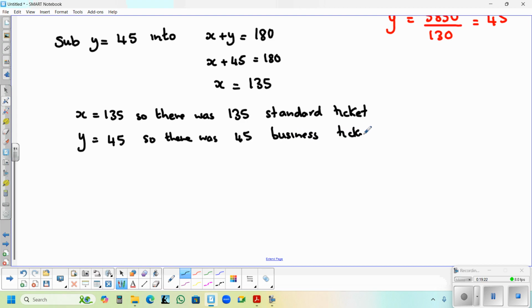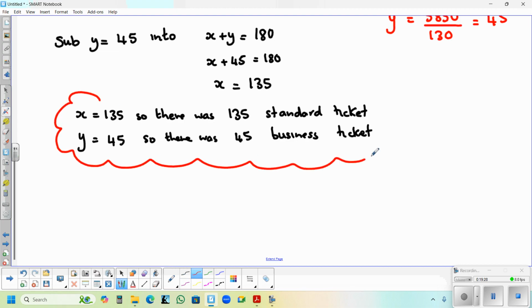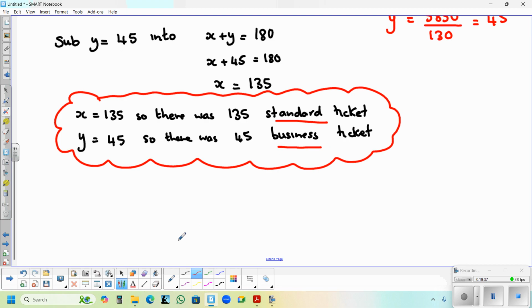If you do not write these words down like that, you lose a mark. So you've got to state what they are, because we've made up x, we've made up y, so we've got to really finish it off by saying in a sentence what they are: standard tickets and business tickets. So that's the theory of your simultaneous equations, and they're all done exactly the same way.